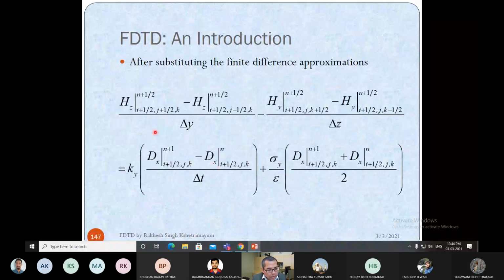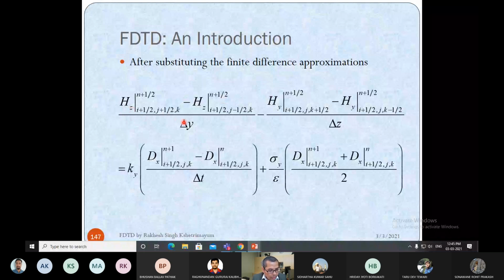Okay, what is this equation? This equation is with respect to Iz. For example, if you want to find Iz, it is calculated at the half integer time steps, so n plus half here. This is at the center of the faces in the xy plane. So i plus half, j plus half.